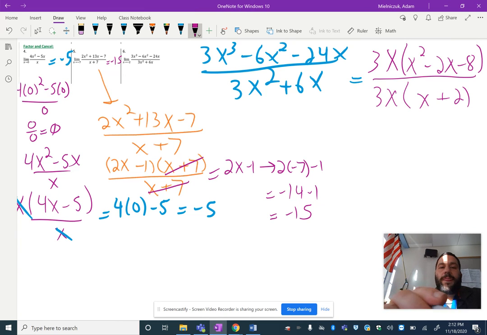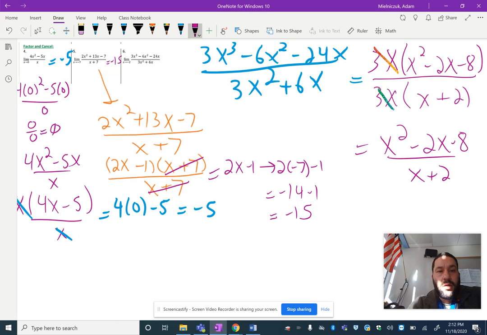All right, so from here, the 3x's cancel, leaving me with (x squared minus 2x minus 8) over (x plus 2). As it approaches negative 2, I'm still going to get a denominator of 0. So let's go further and break this up. Let's see, what multiplies to negative 8 and adds to negative 2? So I can have x plus 2 and x minus 4.